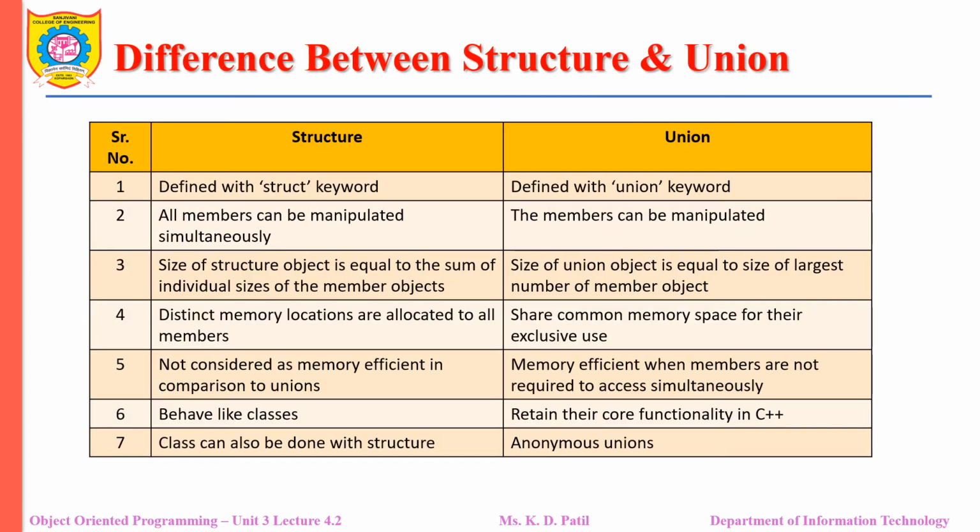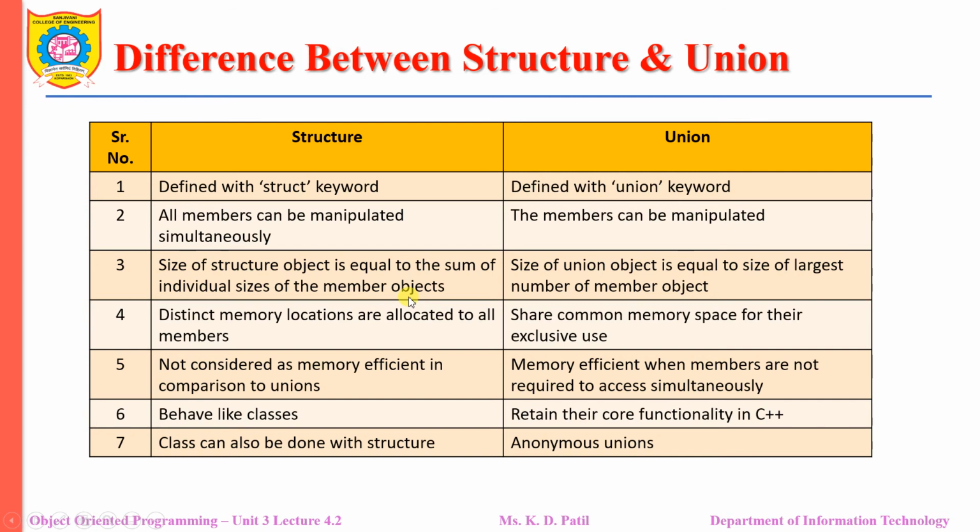Now let us see the difference between structure and union. Structure is defined with the struct keyword, as we have already seen. Union is defined with the union keyword. All the members can be manipulated simultaneously in the structure. In union also all the members can be manipulated. The size of the structure object is equal to the sum of the individual sizes of the member objects.